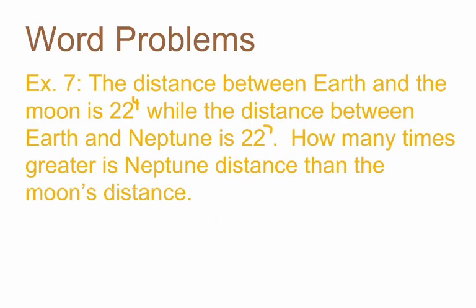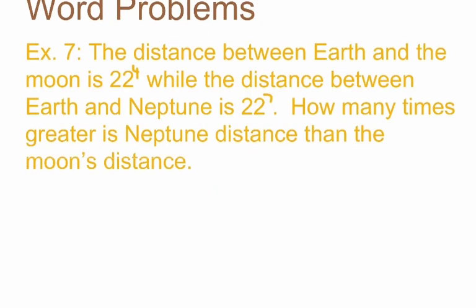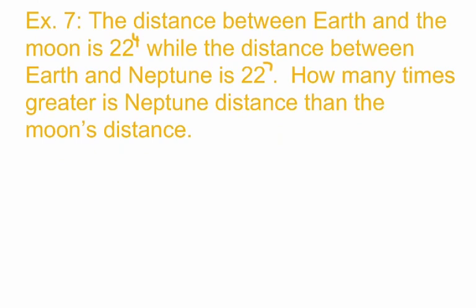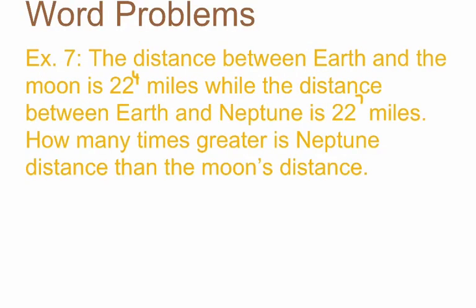All right, so for our first word problem, example 7, it says the distance between Earth and the Moon is 22 to the 4th. Oh, I forgot a label in there. I think it's supposed to be miles, or maybe it's kilometers. I apologize. I should have a label in there, definitely. Ta-da! 22 to the 4th miles. The distance between Earth and the Moon is 22 to the 4th miles, while the distance between Earth and Neptune is 22 to the 7th miles. How many times greater is Neptune's distance than the Moon's distance, that should say from the Earth?